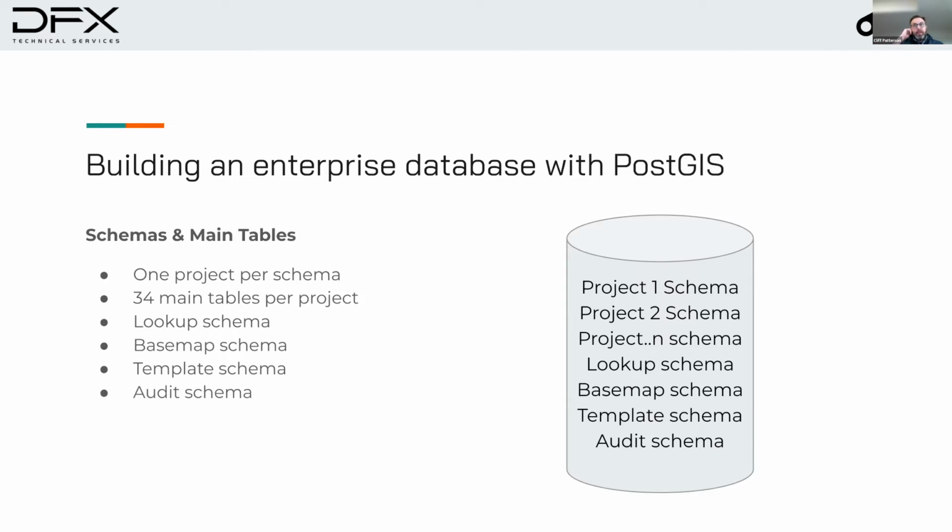Now, lastly, we have an audit schema that contains one table that records all of the changes that happen within the database, so that we can look back on this and see what's actually going on, what has been created, edited, and so on.